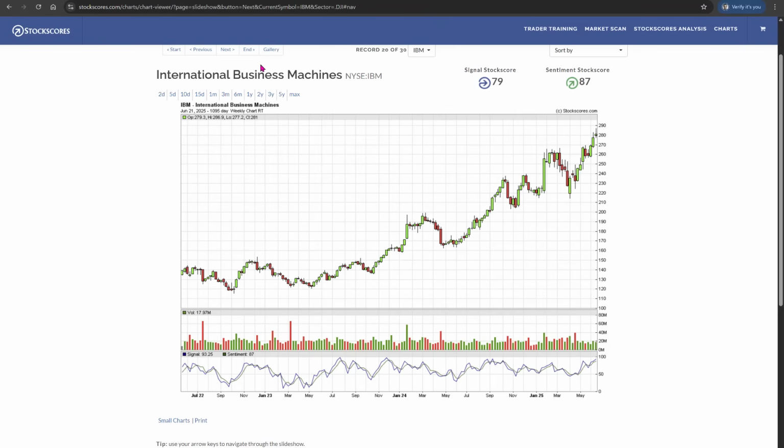IBM, very similar, but probably a little extended right now. There's your upward trend line. Here's your upward channel. You're at the top of the channel. So I would buy this on weakness, pull back to the trend line, bounce off of the trend line. That would be the time to consider it, not at the top of the range here.